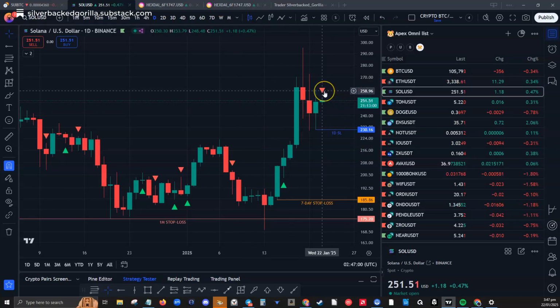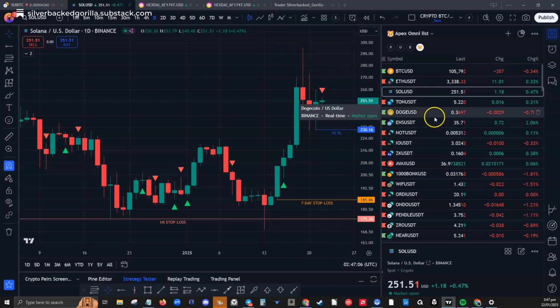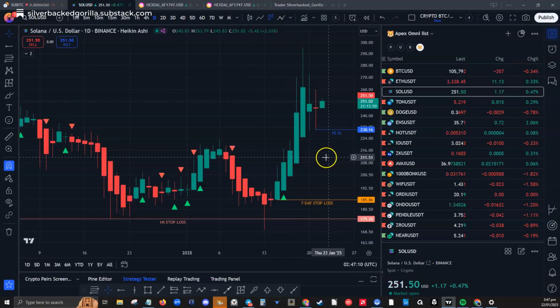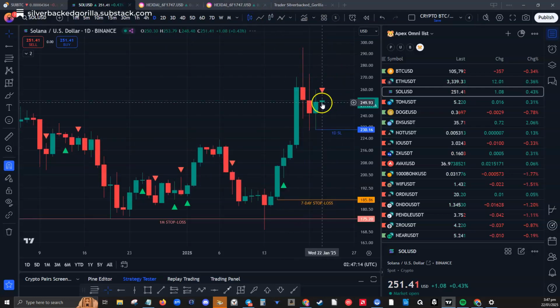Yeah, we have a current short coming up, so it's completely conflicted. So I would actually stay out of Solana on a short-term basis. On a long-term basis, it is still currently long, and it looks like it might have a continuation. Let's have a look at today.